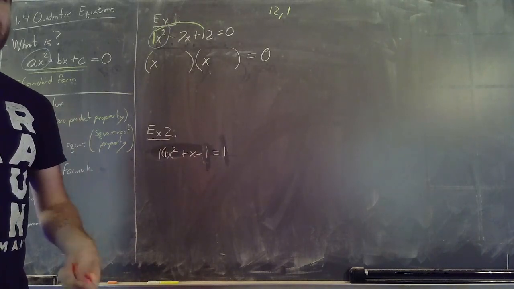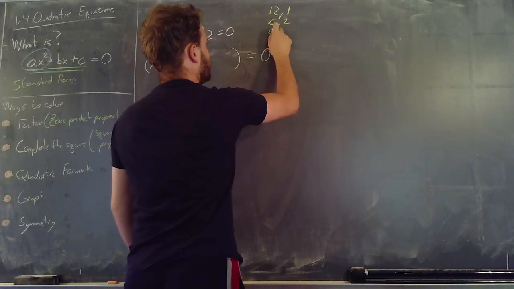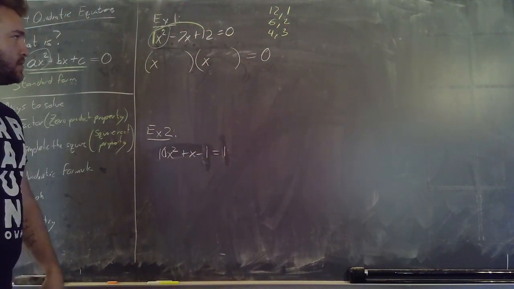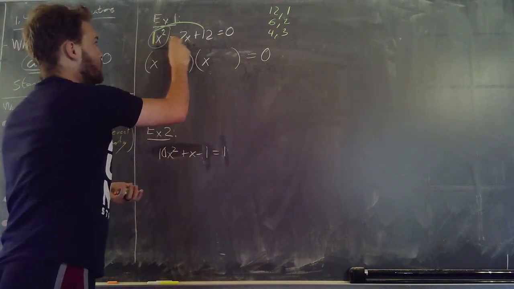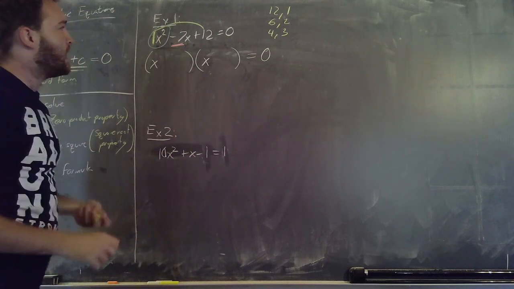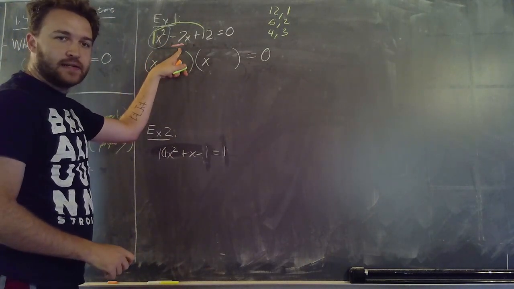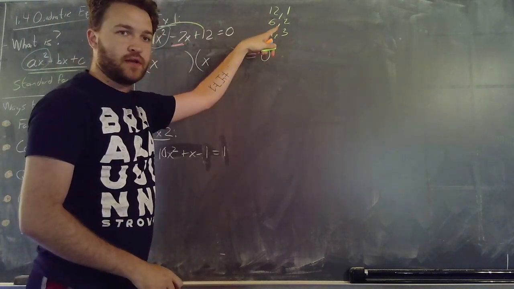And these need to be positive numbers. So 12 and 1, 6 and 2, 4 and 3. The next thing I need to do is look at this middle term right here. I see negative 7. And what I'm going to try to do is make that number by either adding or subtracting the number pairs.